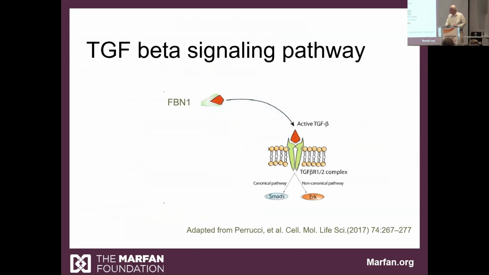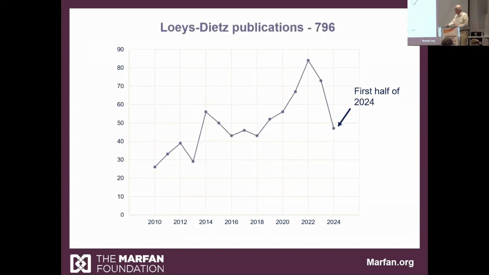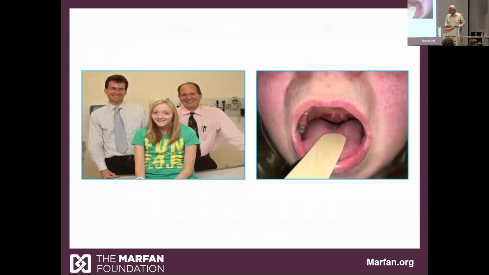And remember, we talked about the TGF-beta signaling having several components. It's like a chain with several links. And there are 5 or 6 now, Dr. Braverman knows for sure. Is it 6 Loeys-Dietz syndromes, I think, depending on which protein is affected. And again, this many publications, not as many as Marfan syndrome. And in the first half of 2024, we have almost 50. So in the second half of 24, we will probably exceed 2023. So this is a condition that is being studied more and more.